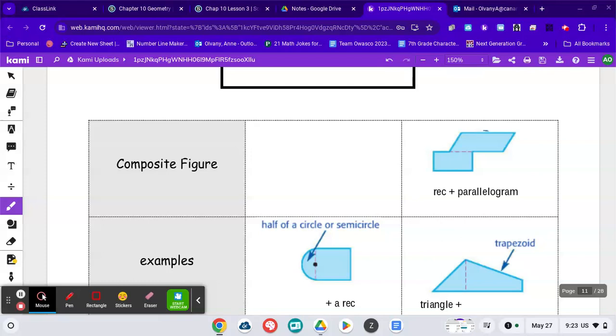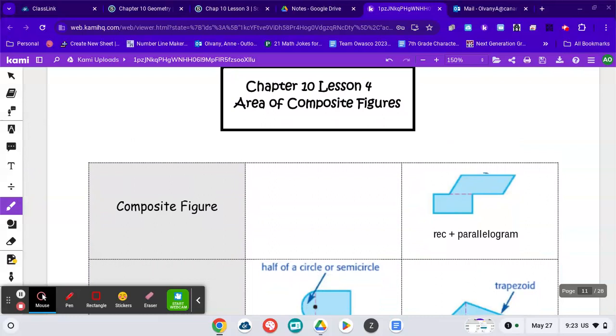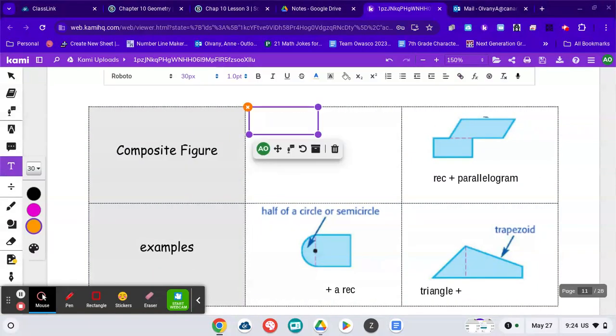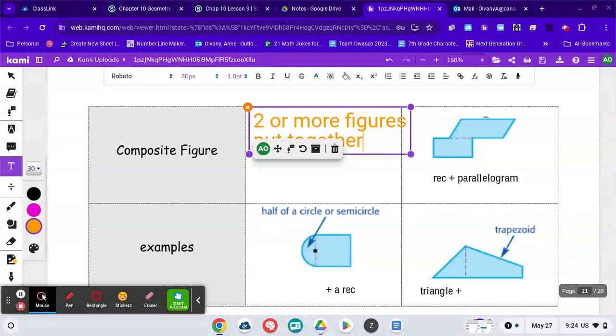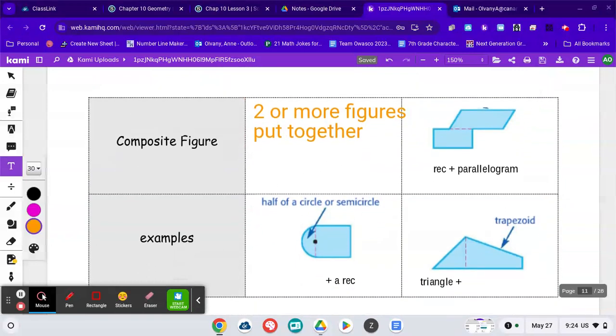Okay, so here we are with lesson 4, area of composite figures. And what composite figures means is two or more figures put together to form one bigger figure. So take, for example, looking at this one over here.